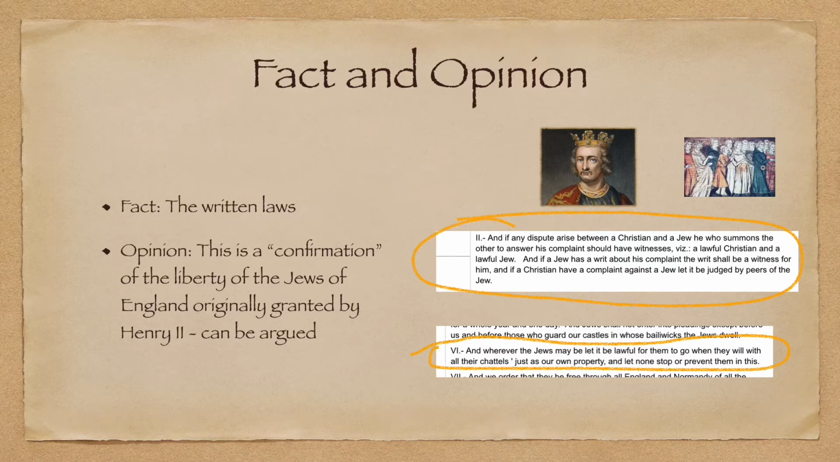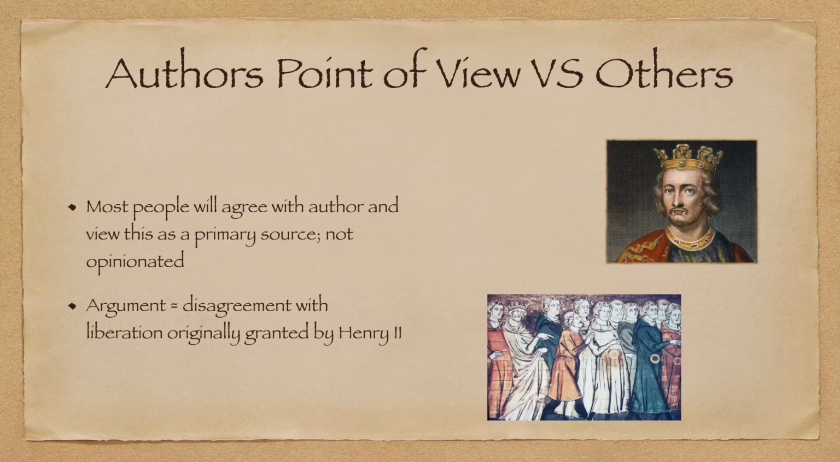So the opinion of the text could be the viewpoint that the charter is just a confirmation of liberation and that liberty of the Jews of England began before King John. So it was stated by the author that King Henry II, or even back to King Henry I, that's where liberation began for the Jews. Author's point of view versus others. So I believe that people will agree with the author that this is a confirmation of the liberty of the Jews. Liberation doesn't happen overnight, and a charter is not produced in a quick amount of time.